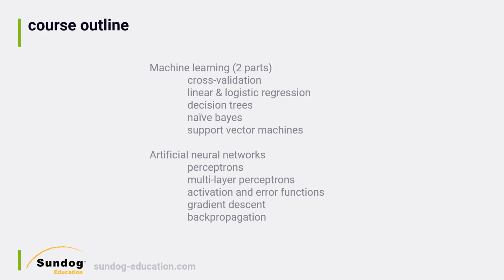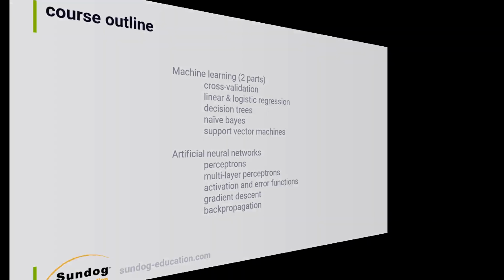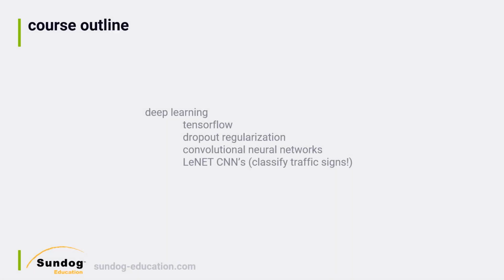We'll then dive into the world of artificial neural networks and how they apply to self-driving cars. We'll start with the basics on how a perceptron and multi-layer perceptron works, how the activation and error functions in neural networks work, how gradient descent is used to train these networks, and backpropagation as well. I'll then dive into deep learning with you, show you how to use TensorFlow and the Keras API. We'll learn how to optimize your deep learning networks with dropout regularization.